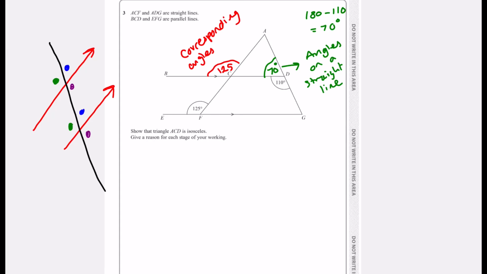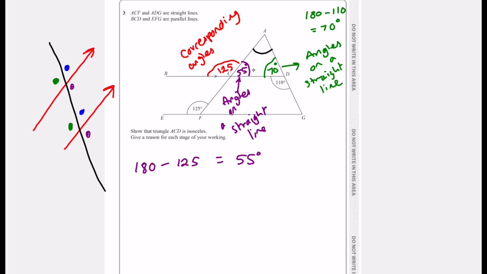Then we can use angles in a straight line again. So 180 take away 125 this time, which is 55 degrees. So again, angles on a straight line. And finally, angles in a triangle for the top one.